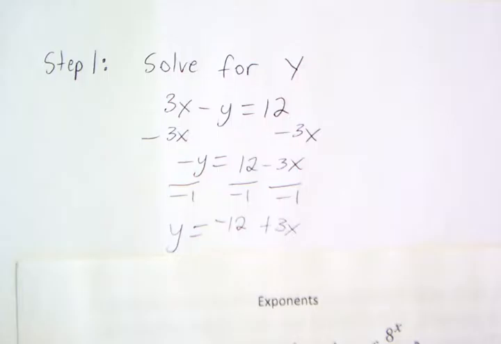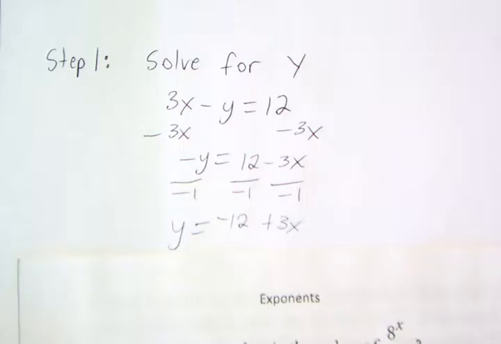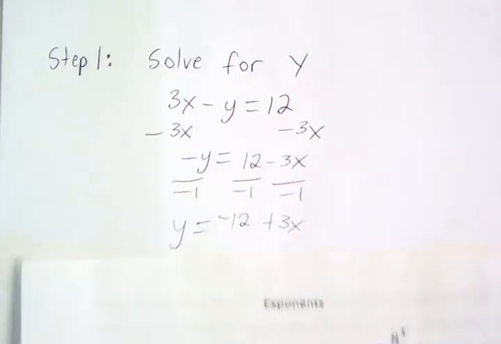And remember that numbers and variables cannot be combined, so 12 minus 3x, you can't simplify that to 9. You leave it as 12 minus 3x. Don't forget y has a negative in front of it. To cancel that out, we're going to need to divide all three numbers by a negative 1. And we get y is equal to negative 12 plus 3x.